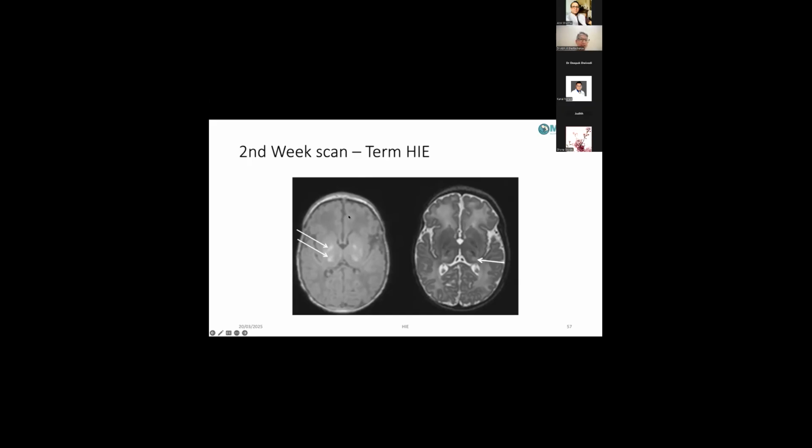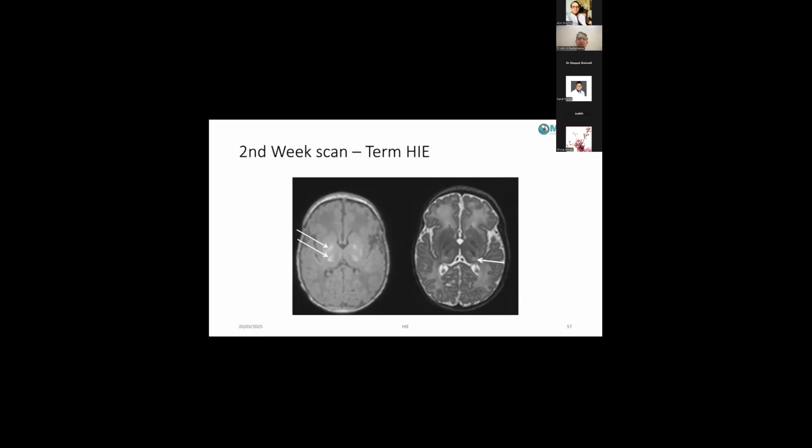So this baby progressed to second week scan, and you can see any comment here. T1, T2, and the arrows. Any comment on the arrows? So this is not PLIC. Again, this is not PLIC. So this is the hyperechogenic basal ganglia areas and thalamic areas, right? It should be hypoechoic. There shouldn't be brightness like this in the caudate nucleus or the thalamic areas, but that's what you can see. So it has evolved by the second week.